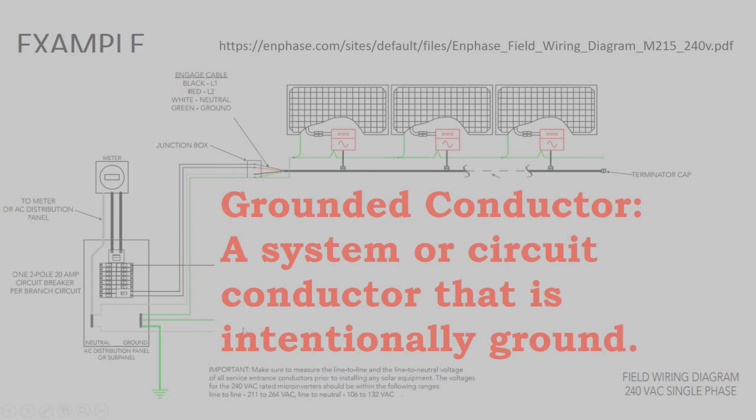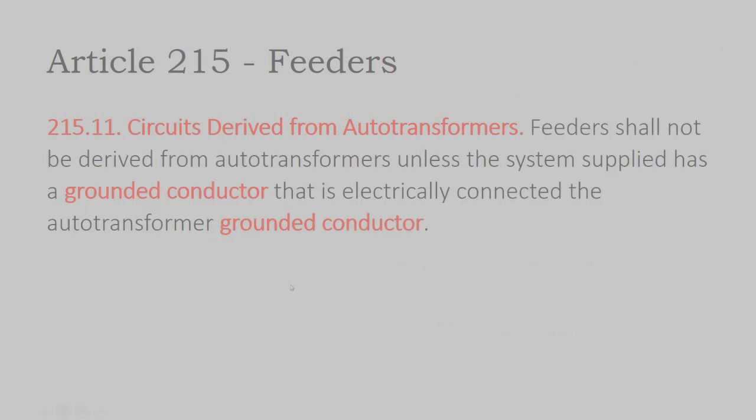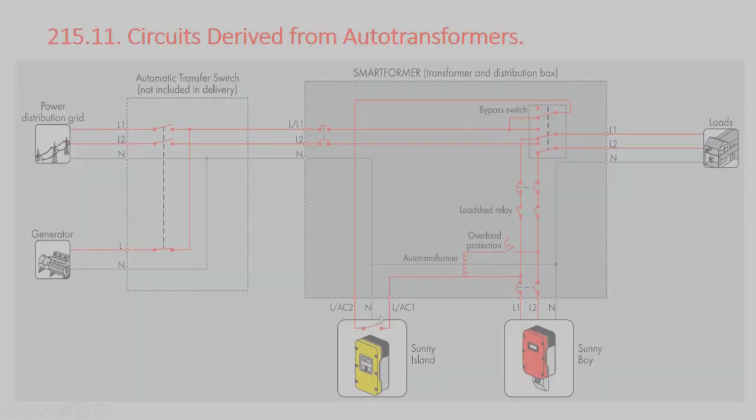So is this the only grounded conductor in the system? What we're talking about in this case, when they refer to a grounded conductor, is this neutral wire. So we see this neutral wire that is connecting to the Sunny Island, to the neutral of the Sunny Boy, to the neutral coming in from the electric grid, maybe even from the neutral of this generator. They're all sharing a common neutral.